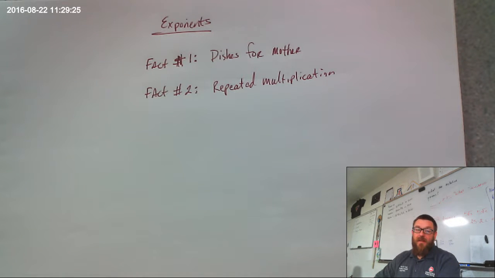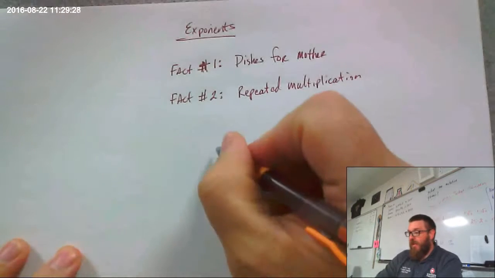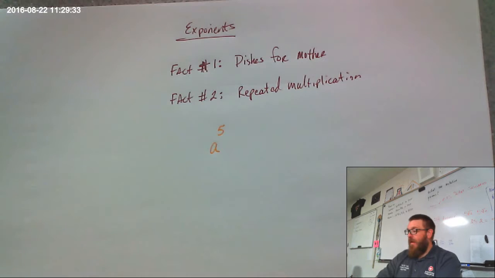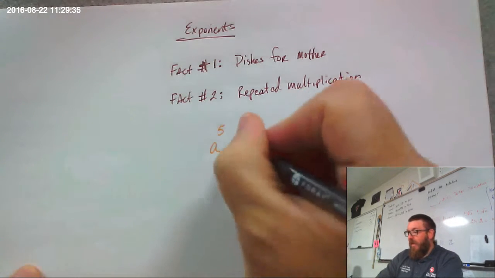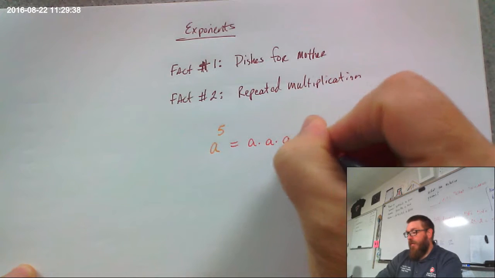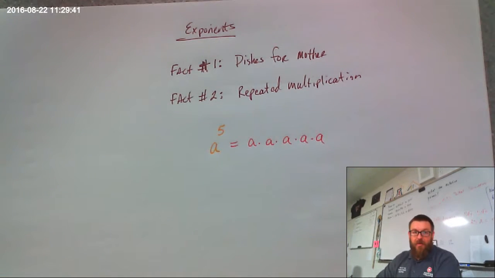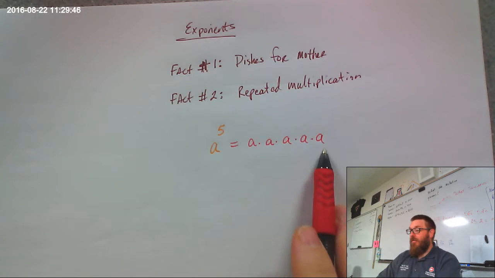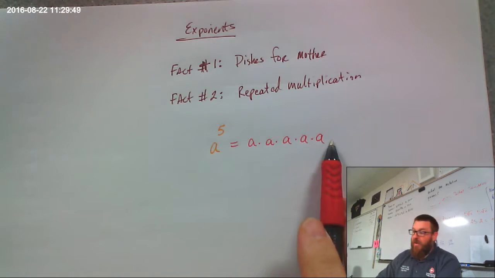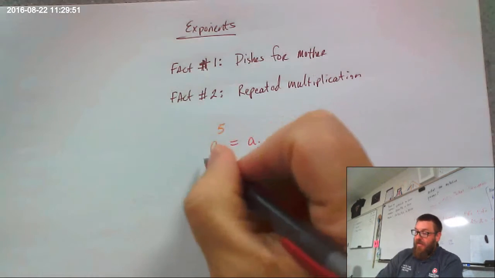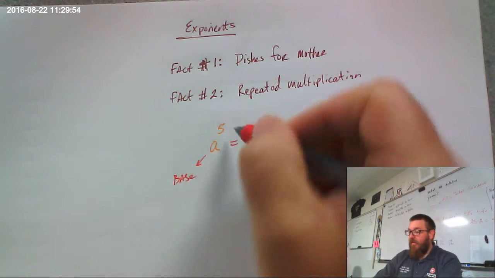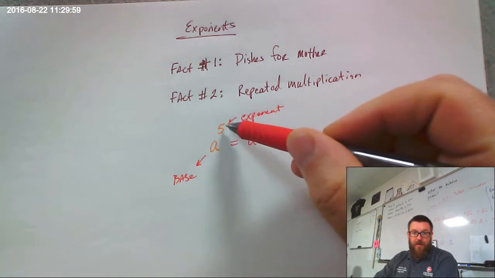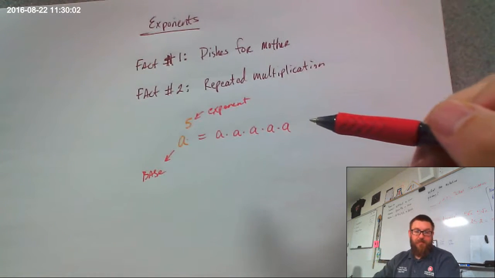Second thing is exponents are repeated multiplication. Exponents are a notation for repeated multiplication. So like if I had something like a to the fifth, that means a times itself 5 times. That's what it means. A to the fifth is a shortcut. It's a notation that means this. So instead of having to write out a times itself 5 times, we write this instead. A is the base, and the exponent is 5. The exponent tells you how many times the base is being multiplied by itself.